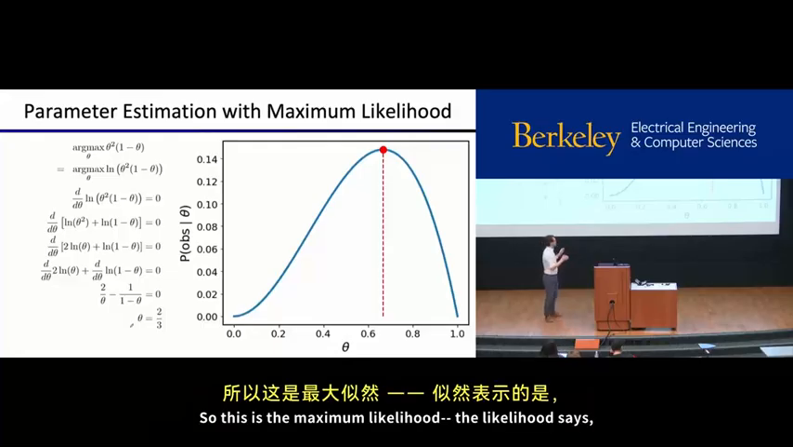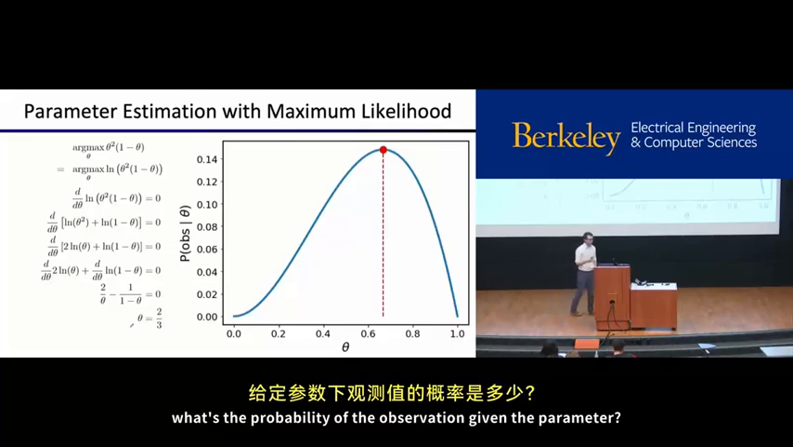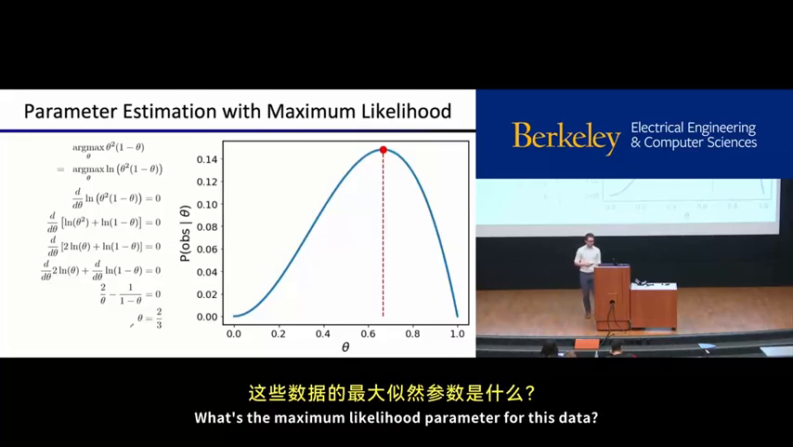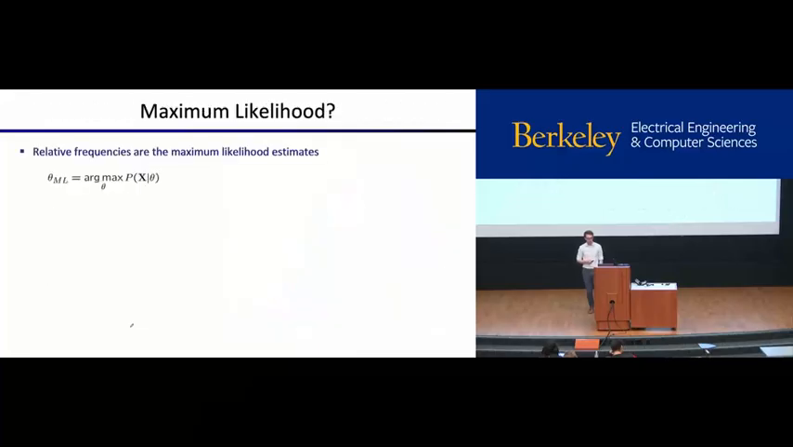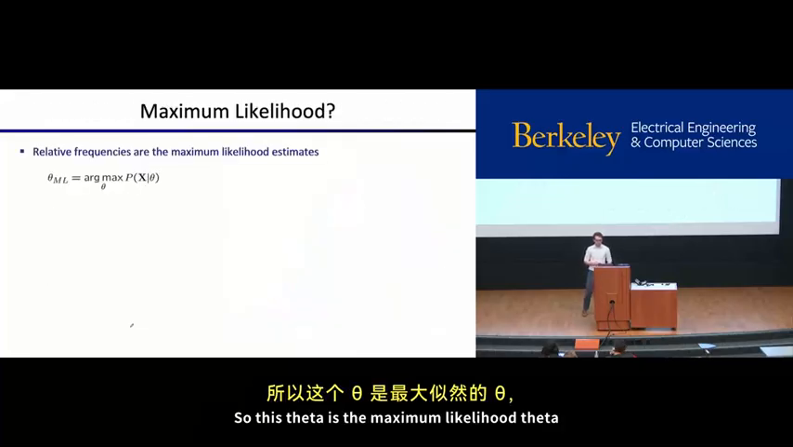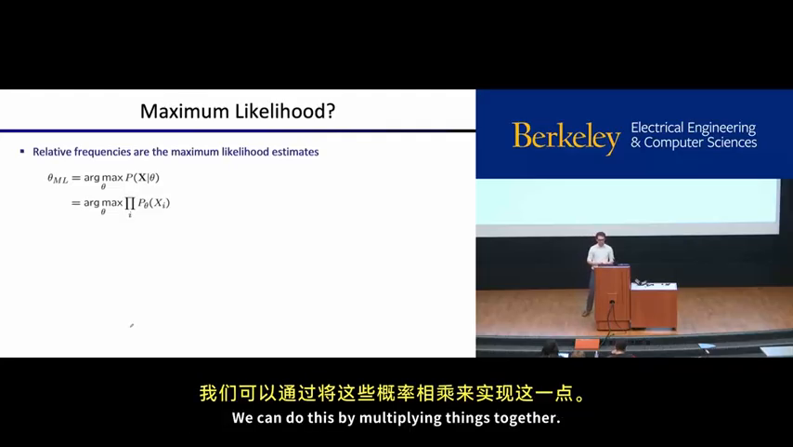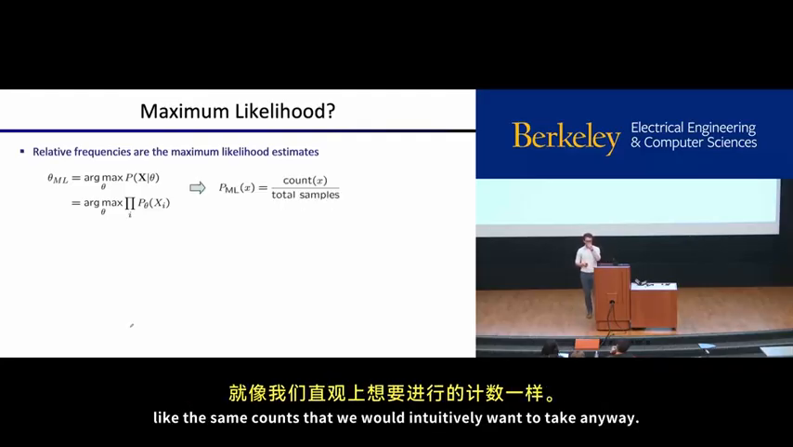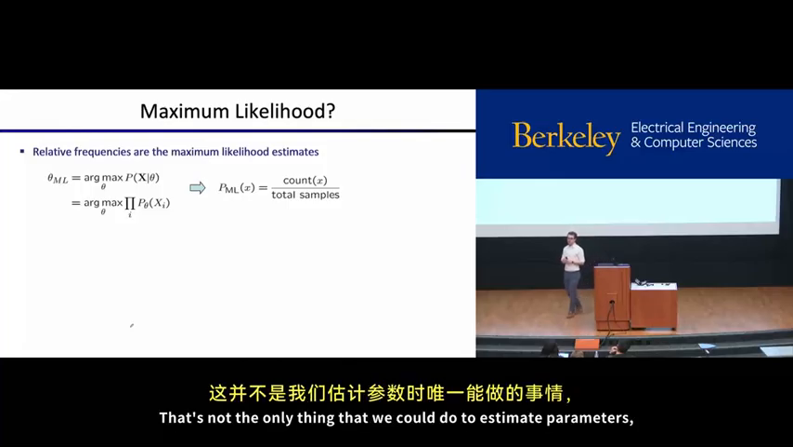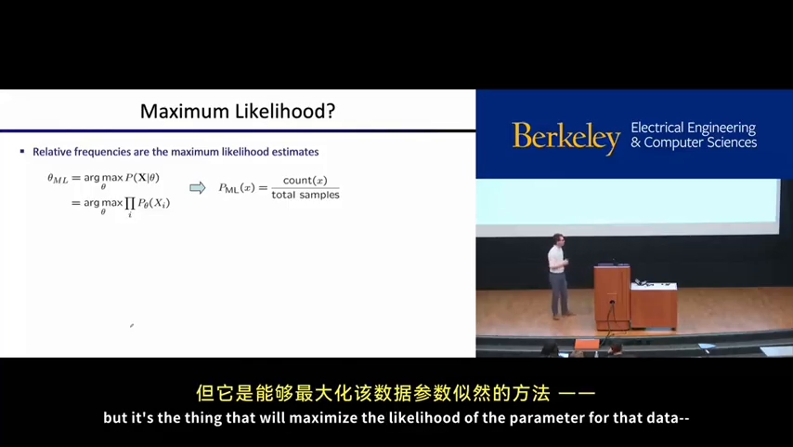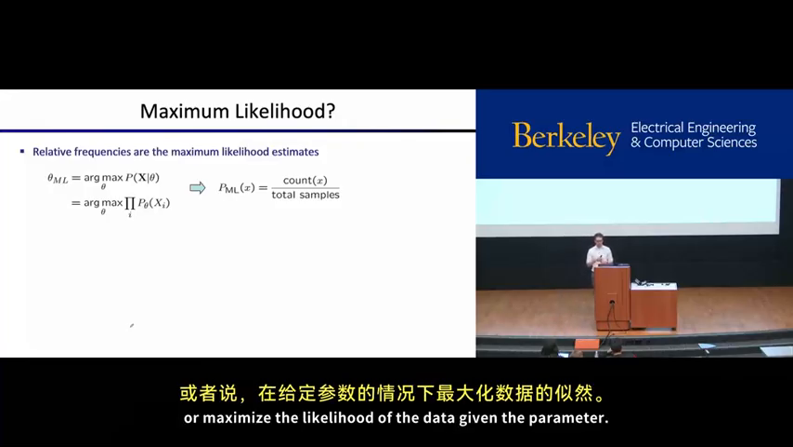Okay? So this is the maximum likelihood. The likelihood says what's the probability of the observation given the parameter. What's the maximum likelihood parameter for this data? So this theta is the maximum likelihood theta, and it's just the argmax over these probabilities of the observation given the parameter. We can do this by multiplying things together, and this ends up giving us the same counts that we would intuitively want to take anyway. So that's great. It's not the only thing that we could do to estimate parameters, but it will maximize the likelihood of the data given the parameter.